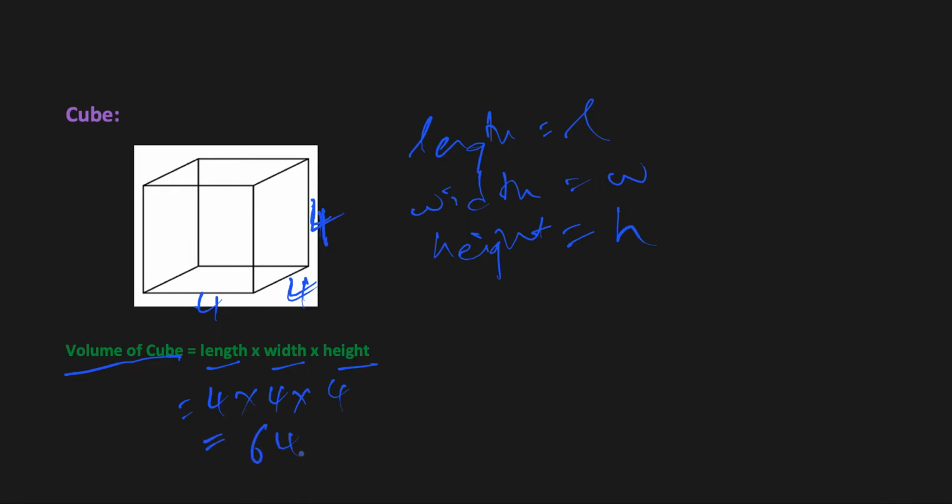And we'll get 64. Now let's say all these figures were in meters, so say 4 meter, 4 meter, 4 meter, our answer will be 64 cubic meter. Why cubic? Because we are multiplying 3 times, so even meter gets multiplied 3 times, that's why it's cubic meter. Cool, so that's how we calculate volume of a cube. It's nothing but length times width times height.